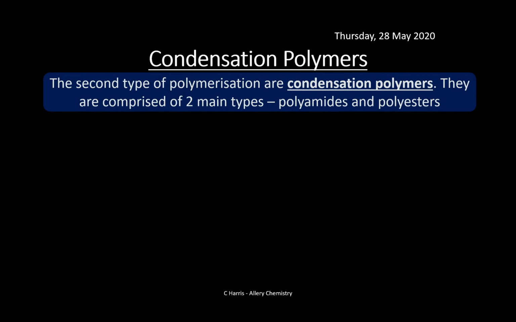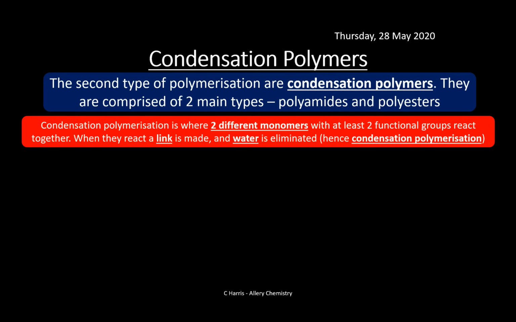Okay, so let's look at condensation polymers. So there's two types of polymerization. You've got your addition polymerization, which we've just seen before using alkenes, and then we've got condensation polymerization, which is these types of polymers here. And so they're comprised of two main types. You've got polyamides and polyesters that you need to be aware of.